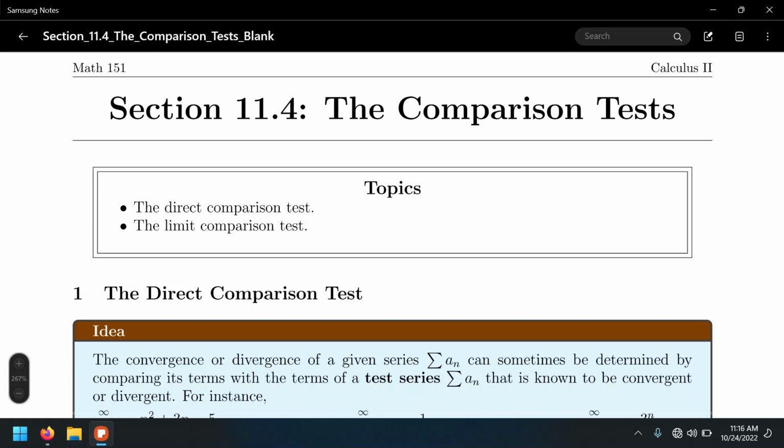And in the previous section, we learned two more techniques: number one, the integral test, and the p-series test. So far, we have 5 tests out of the 10 that we are supposed to learn. Today we're going to learn 2 more: number one, the direct comparison test, and number two, the limit comparison test.